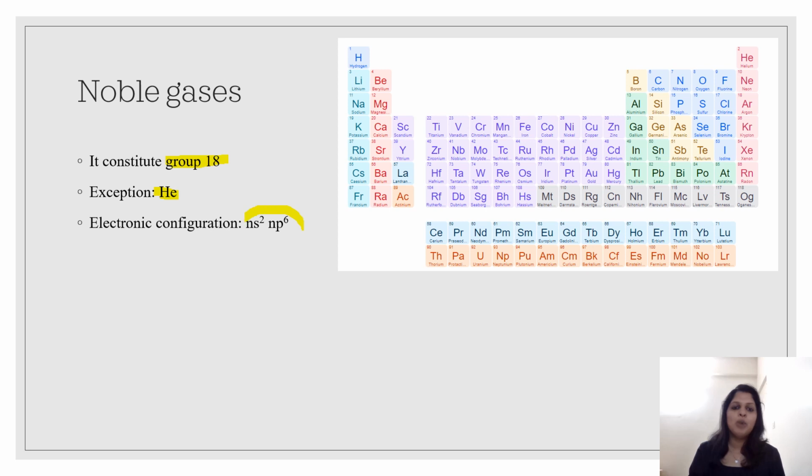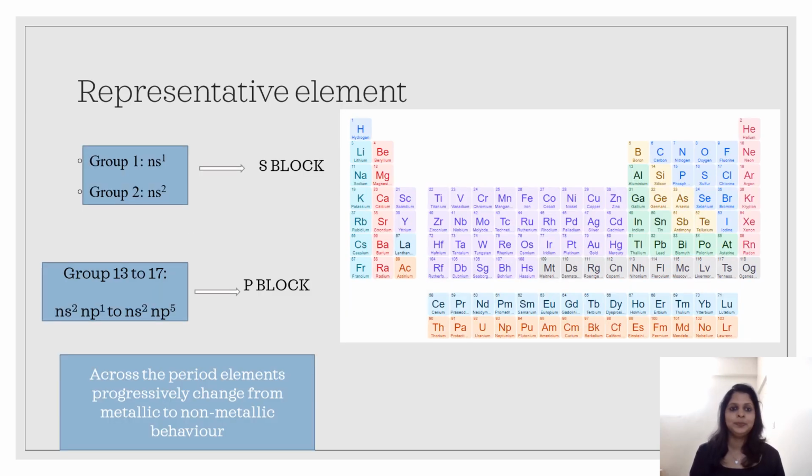And the common electronic configuration that you can find for every noble gas is ns2np6. That means it is completely filled. The s orbital, 2 electrons are there. p orbital, 6 electrons are there. For every noble gas, the ns2 np6, that is, it should be fully filled. So the n can vary, but the fully filled configuration should be there for every noble gas.